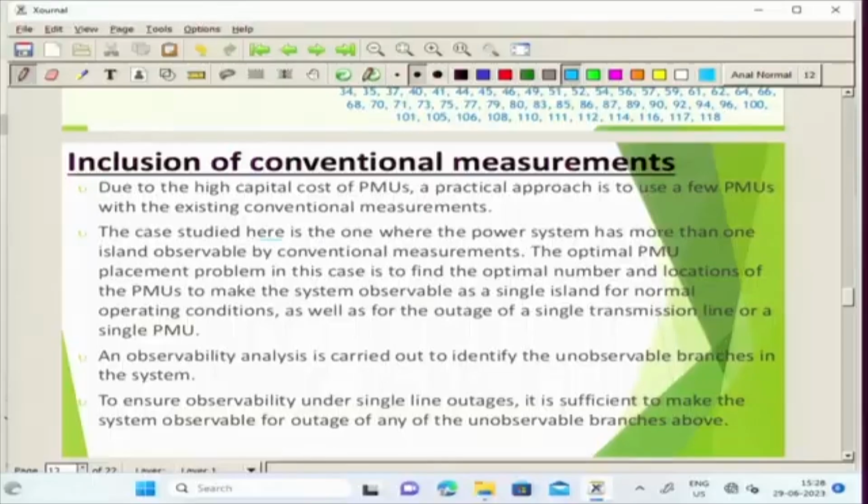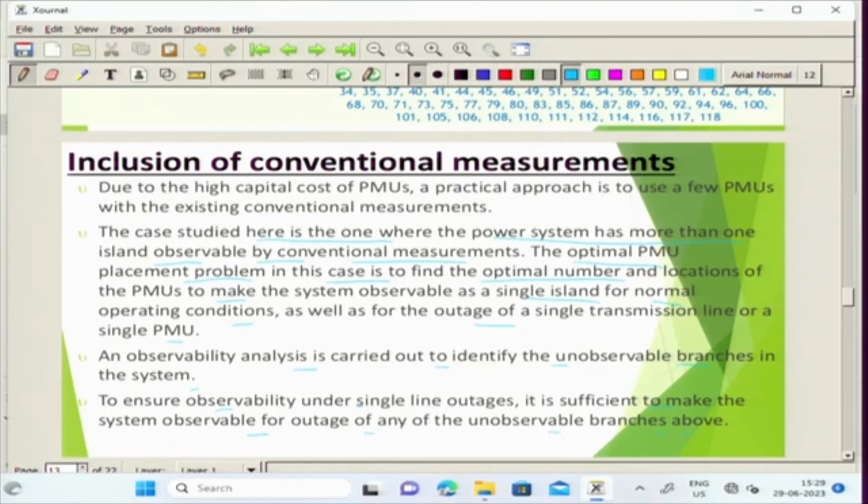The case studied here is the one where the power system has more than one island observable by conventional measurements. The optimal PMU placement problem in this case is to find the optimal number and locations of the PMUs to make the system observable as a single island for normal operating conditions as well as for the outage of a single transmission line or a single PMU. An observability analysis is carried out to identify the unobservable branches in the system. To ensure observability under single line outages, it is sufficient to make the system observable for the outage of any of the unobservable branches above.